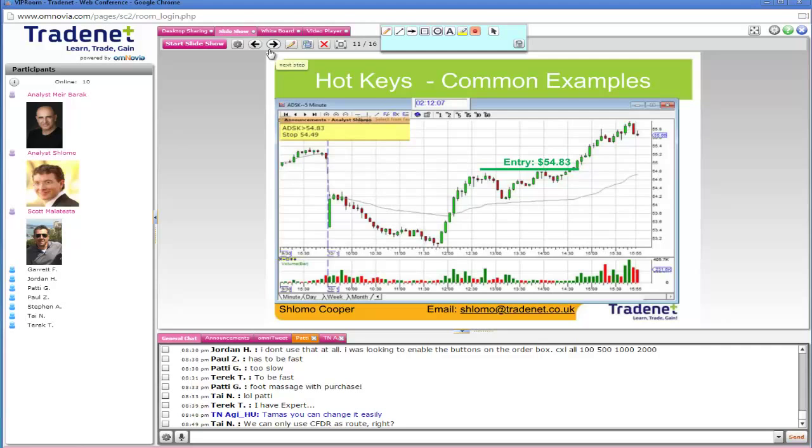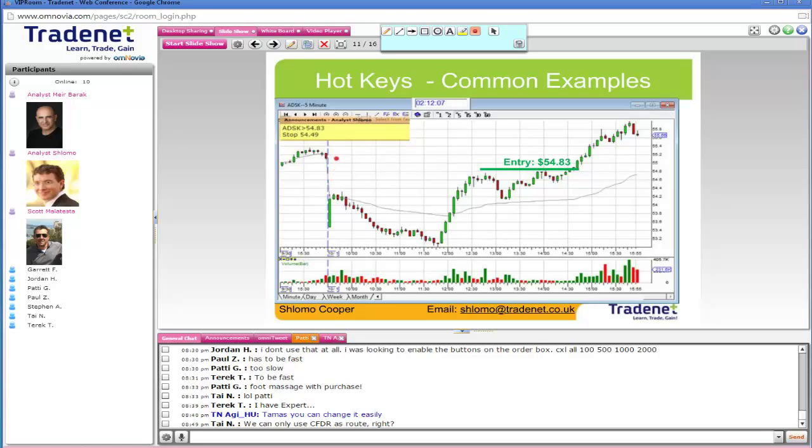Let's see an example. Let's say we are in a live trading session, and here's a chart, and now there is an official call in the room to go long on ADSK above 54.83 with a stop at 54.49. So let's examine for one second the chart and the trading call we have here.